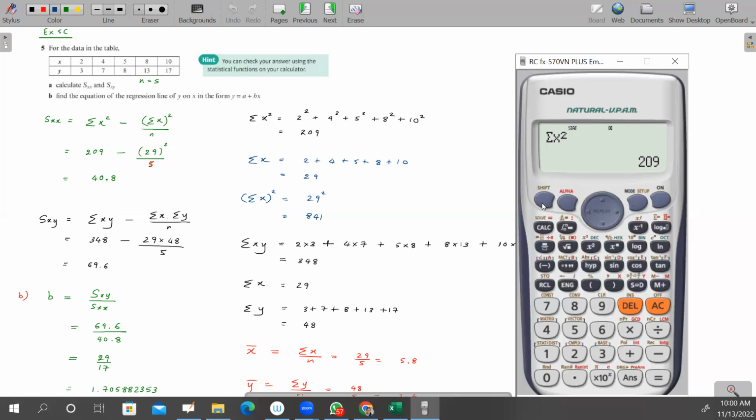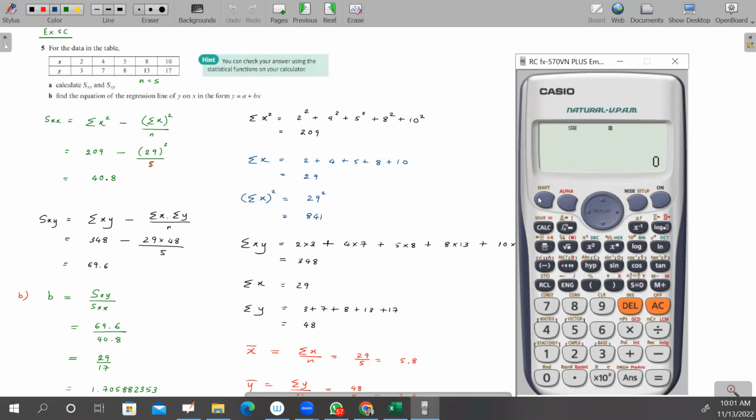Okay, and then again, how do you go to that place? Just press shift. Always you have to press shift and you have to press 1. Okay, in my calculator, I go to number 3, sum. So I got sigma x square. What else do I need? I need sigma x. Number 2 is sigma x. Press the equal, and sigma x is 29. So you don't have to calculate them one by one. You can get all the summary statistics directly from the calculator.